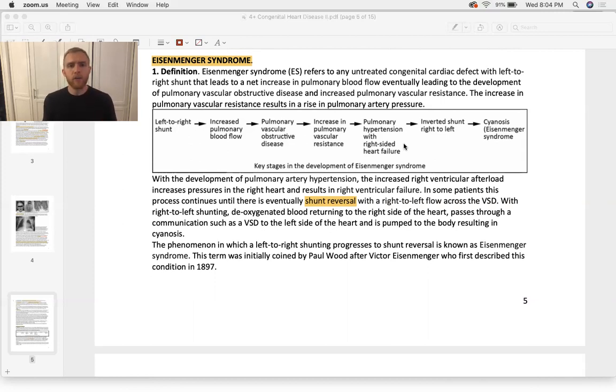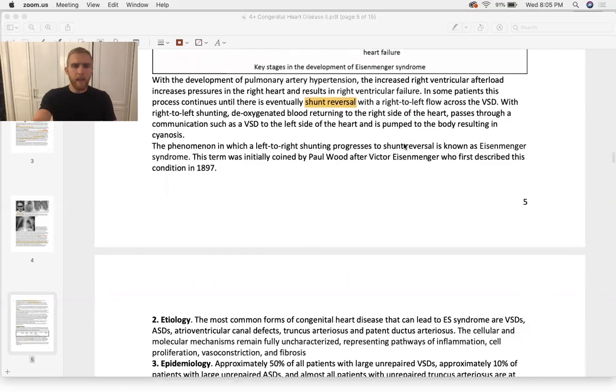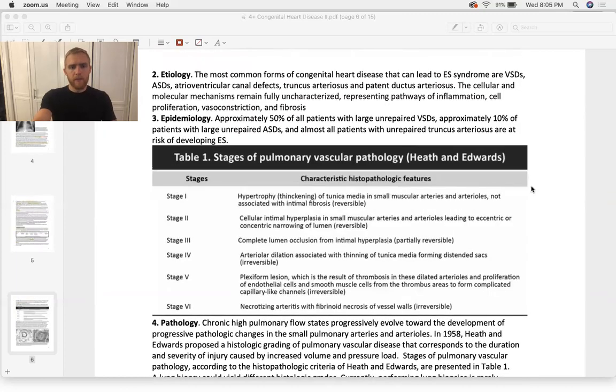And when that occurs, the moment that the right heart pressure is higher than the left heart, you've got Eisenmenger's. And you've got a reversal in the flow of that shunt. It's no longer left to right, it becomes right to left. That's Eisenmenger's.